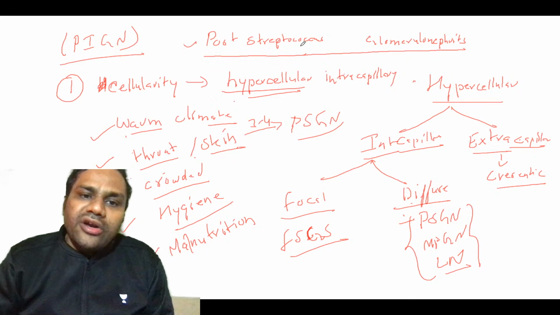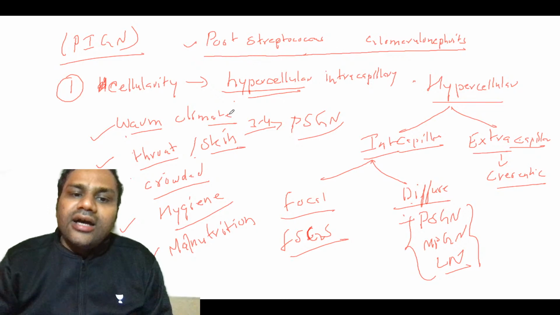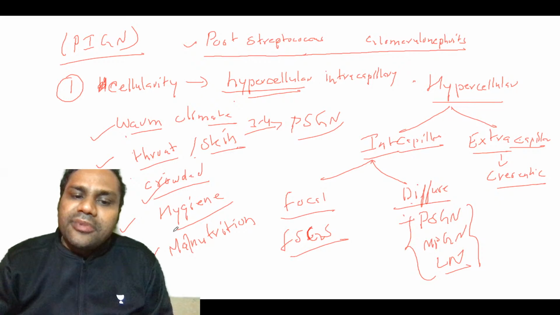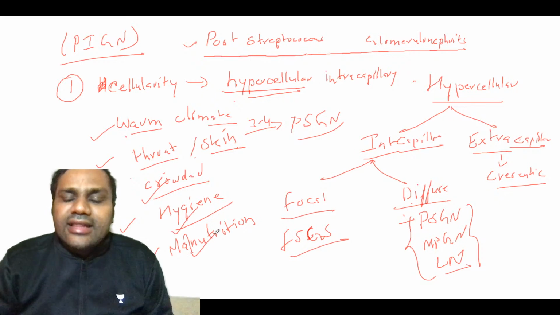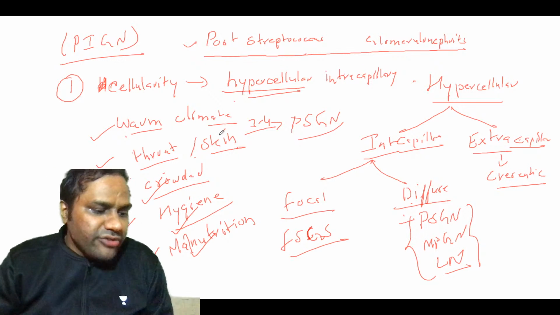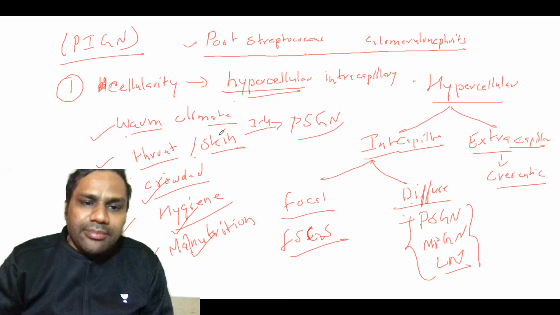So till now what you need to know is that post-streptococcal glomerulonephritis occurs in a warm climate like India. Mumbai's Dharavi, where there are a lot of crowded people, hygiene is not properly maintained, and there is malnutrition in the children. So this is the most important point you need to know about streptococcus. Basically this is caused by streptococcus.